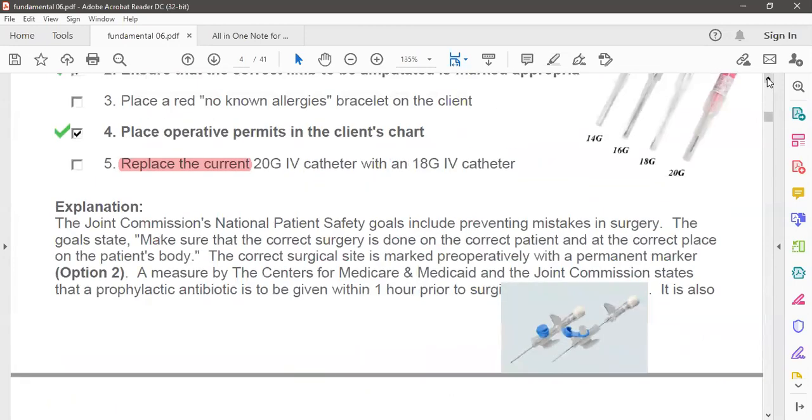But in this question, this is the opposite. Replace the current 20G with 18G. No, wrong. What is their explanation?